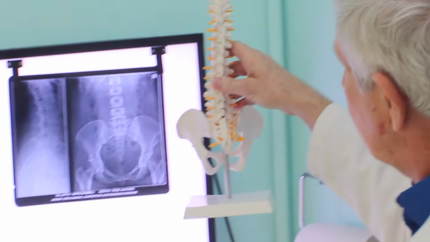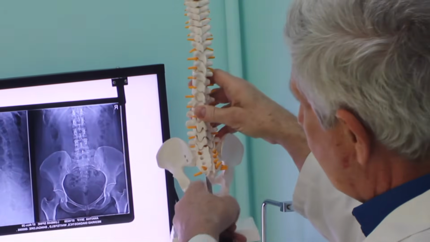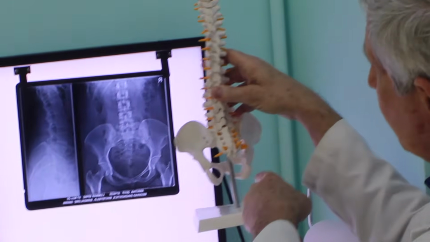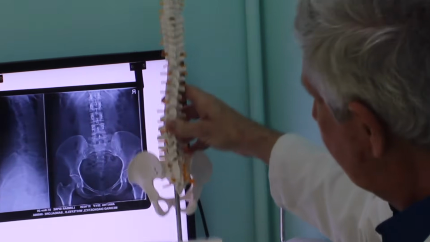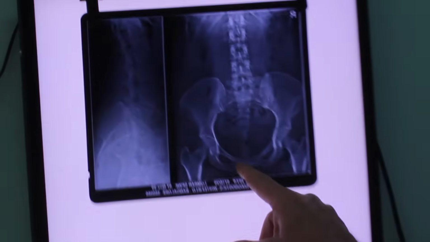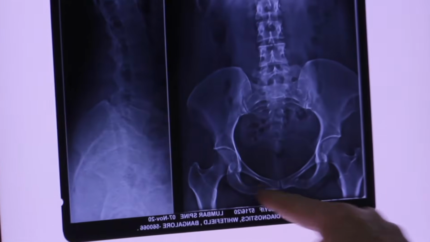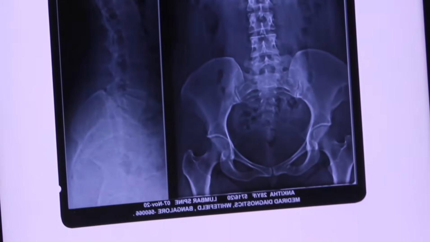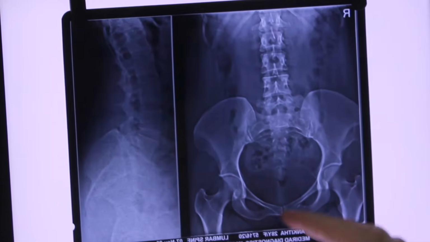Now, right here, you'll notice that there are two holes at the bottom. These are called ischial foramen. And these holes are fairly round. If you look straight at them like that, they look fairly round. If you look at the x-ray, they're almost flat. So that flattening of the foramen means something.